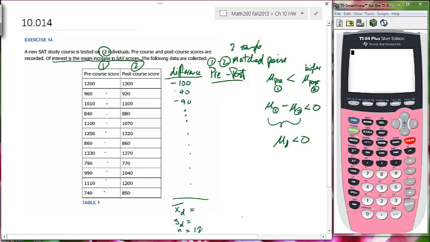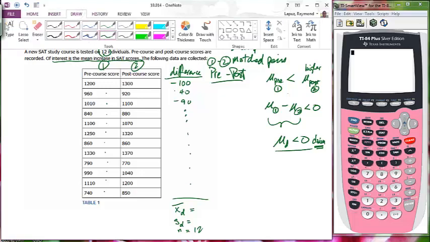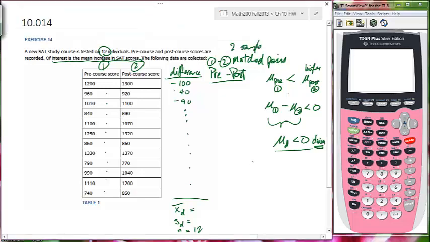Alright, let's get this thing set up. So this is going to be our claim. And if this is our claim, then let's do this in a different color here. If this is going to be our claim, then our null hypothesis is going to be the opposite of that. So mu sub d is bigger than or equal to 0, and then our alternative hypothesis is exactly what we have here as our claim, less than 0.